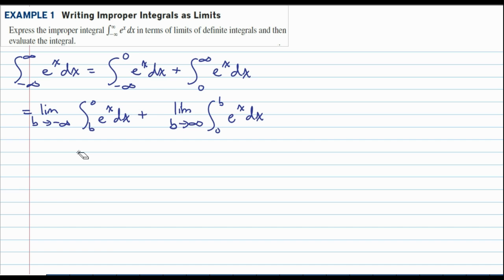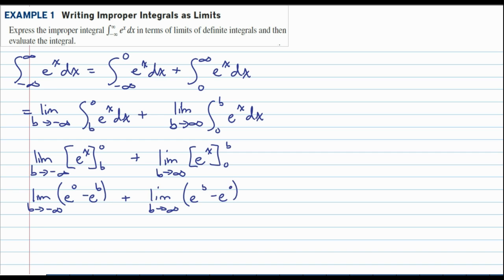Well, by our instructions in the previous screen, the next thing I need to do is integrate. I need to find the antiderivative from b to 0 and from 0 to b. And then I'll use fundamental theorem part 2 in both of those expressions, and now I'll actually take that limit. The limit as b approaches negative infinity, so e to the 0 is 1, and then e to the negative infinity is going to be 0.